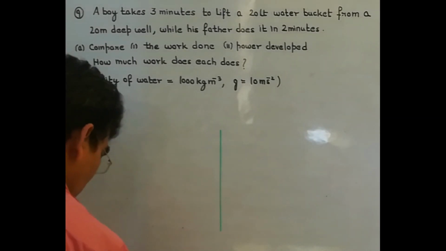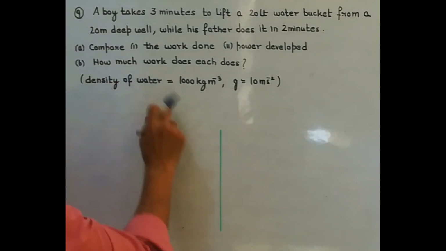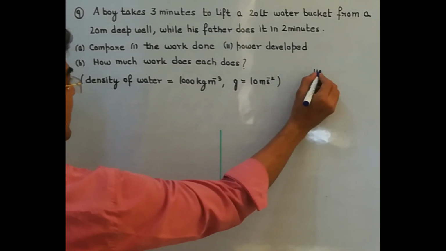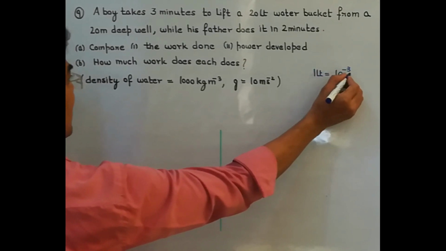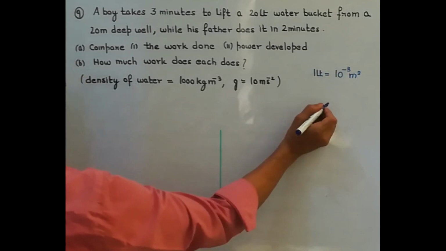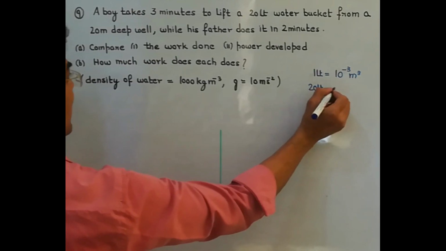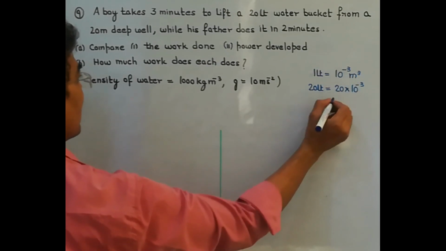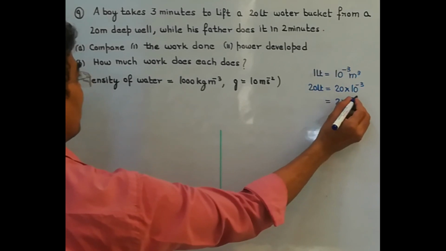Now in this question, first of all, you have to remember these points. The volume of water is given in liters. So you must know 1 liter is equal to 10 raised to power of -3. How much water are they lifting? 20 liters. So 20 liters will be equal to 20 into 10 raised to power of -3. That makes it 2 into 10 raised to power of -2.